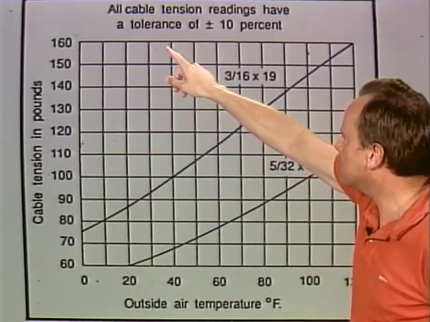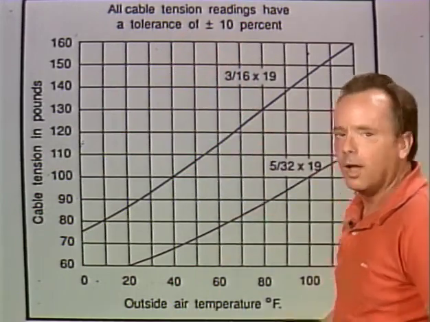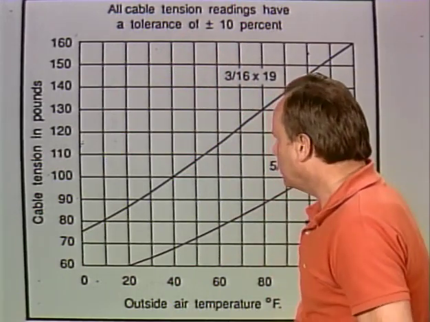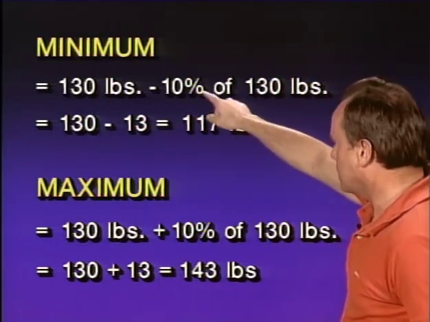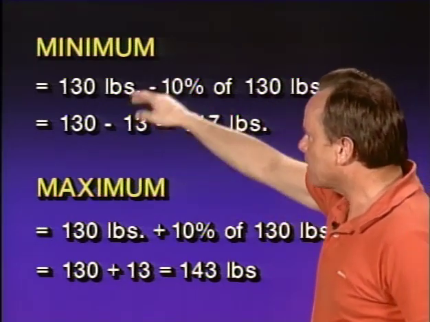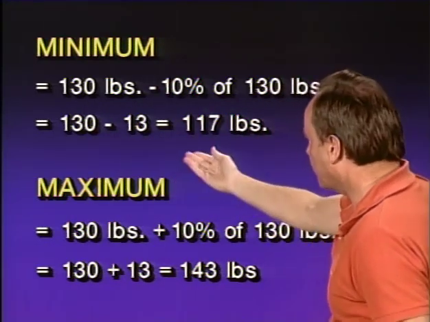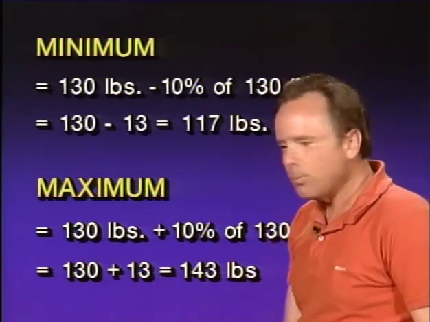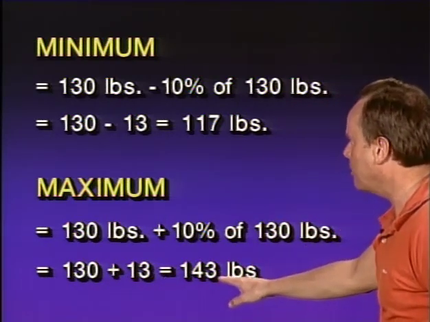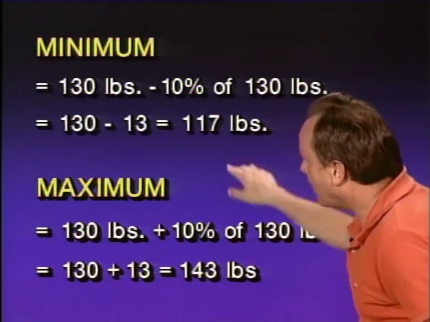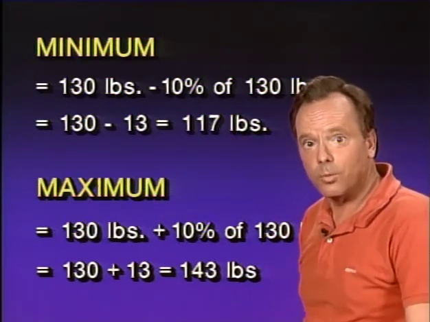But wait a minute, up at the top it says all cable tension readings have a tolerance of plus or minus 10%. So we're going to take that 130 pounds and apply plus or minus 10% to get the range of acceptable cable tension. 10% of 130 pounds is 13 pounds. So the minimum would be 130 pounds minus 13 pounds, or 117 pounds. The maximum would be 130 pounds plus 13, or 143 pounds. So the acceptable range is 117 pounds to 143 pounds.